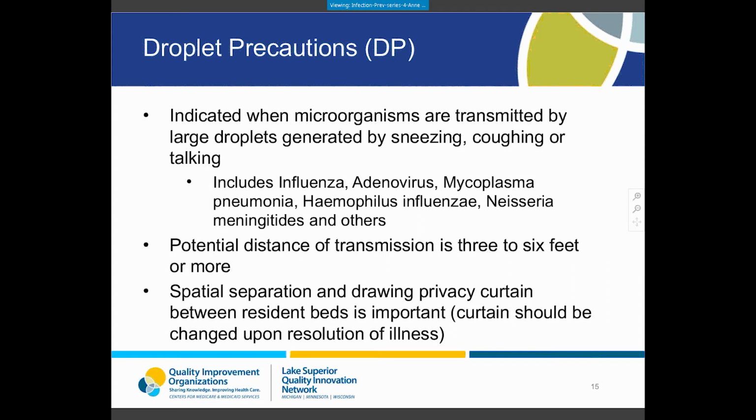So the types of conditions you'll see droplet precautions for are influenza, adenovirus, pneumonia, that kind of thing. In droplet precautions, spatial separation is important. The privacy curtain should be drawn between resident beds to catch those droplets, and then once the illness is resolved, the curtain should be changed.